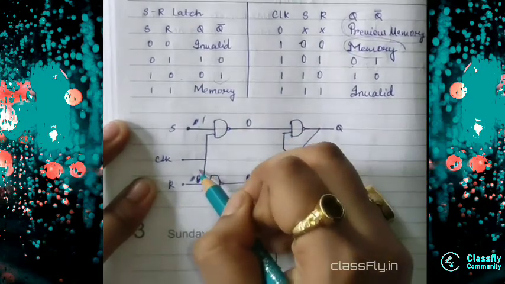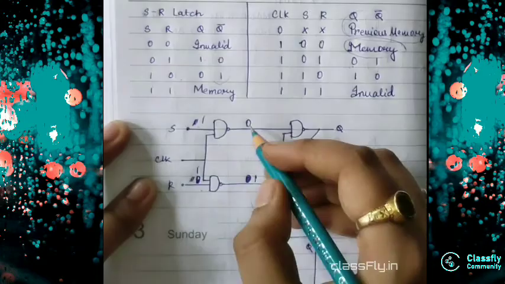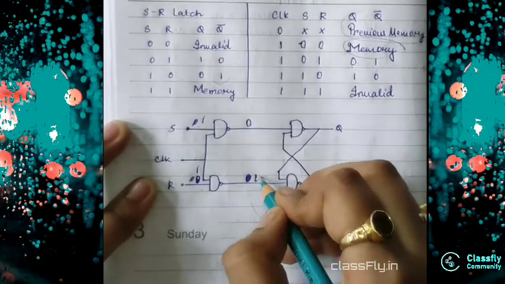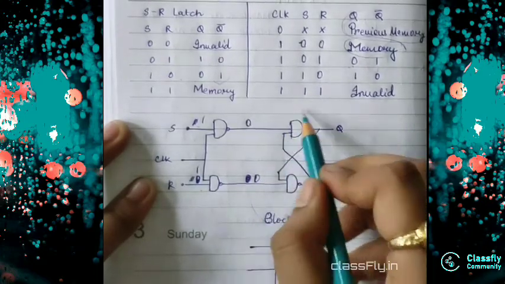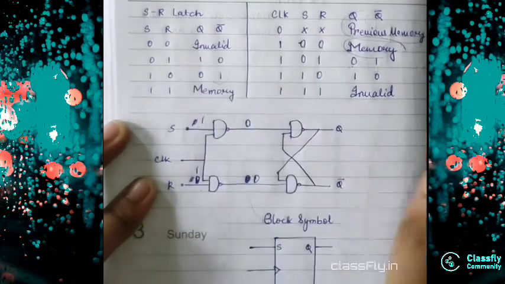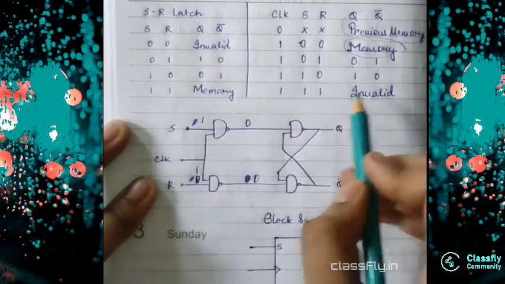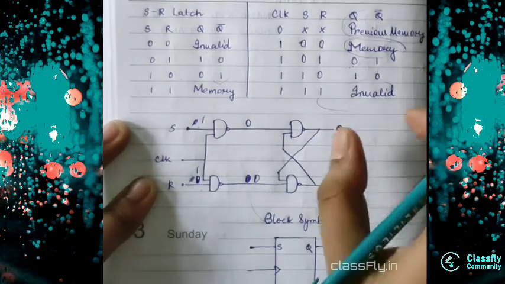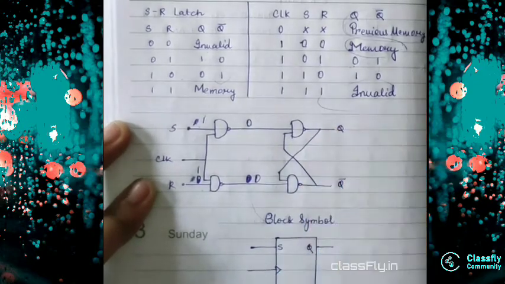Now if I put both of them as 1, I get 0 and 0, right? So when I see the SR latch truth table, I say it is invalid. So my output for the SR flip-flop will be invalid.